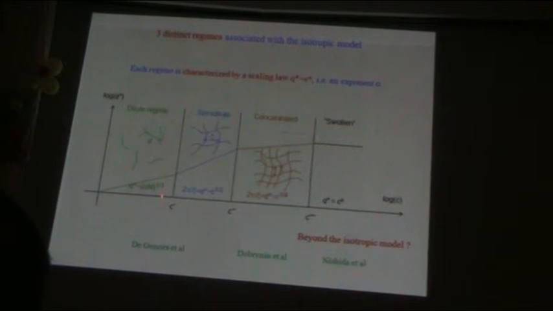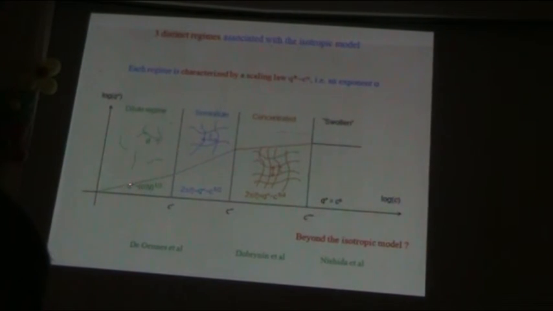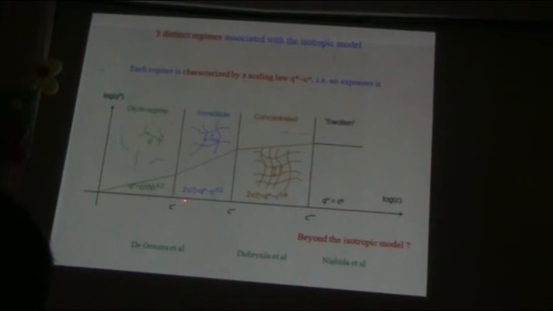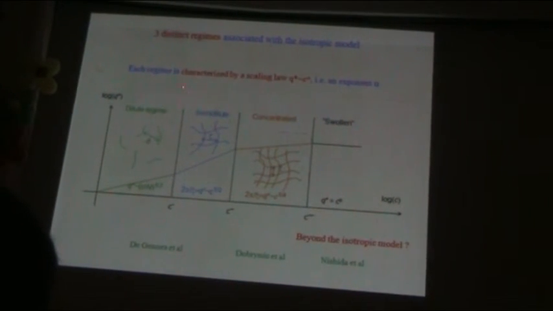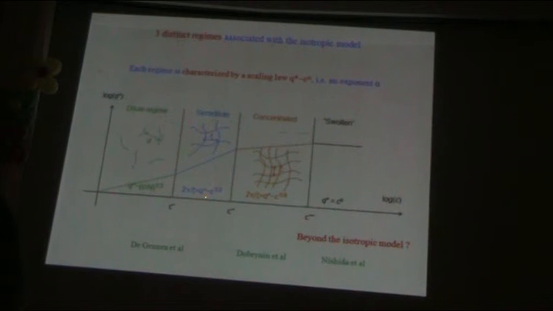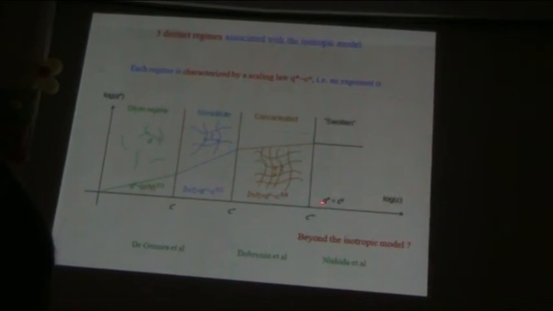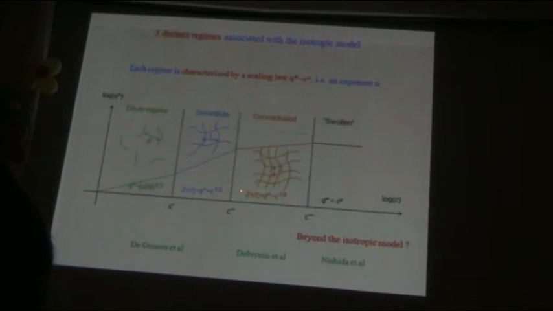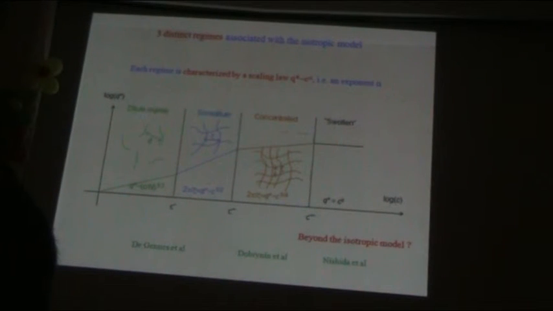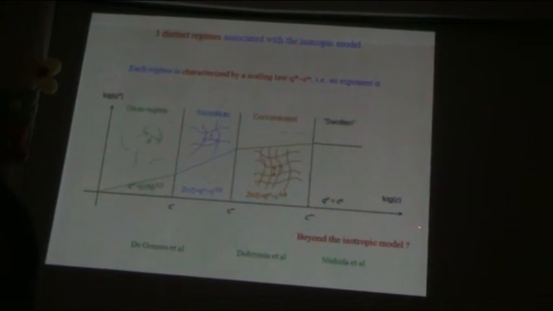And that is an agreement. So you see here, I am in the dilute regime. Q-star varies like C to the 1/3. When I go into the semi-dilute regime, Q-star varies like C to the 1/2. If you are in the concentrated regime, you have Q-star which varies like C to the 1/4. I don't explain that here, but it's very easy to explain.